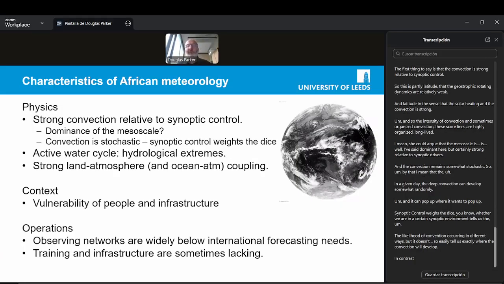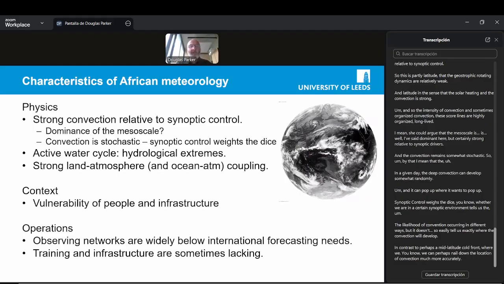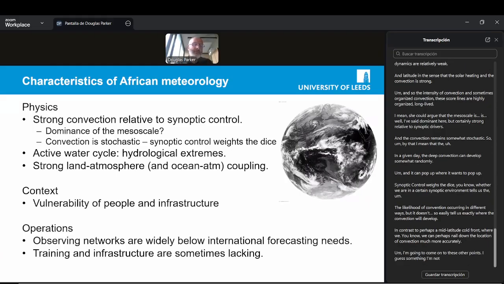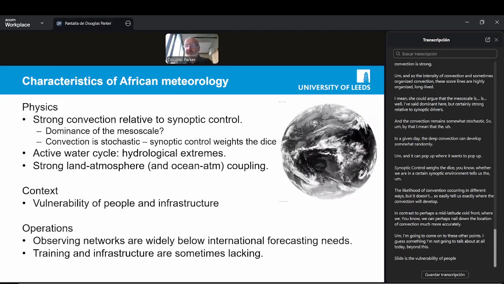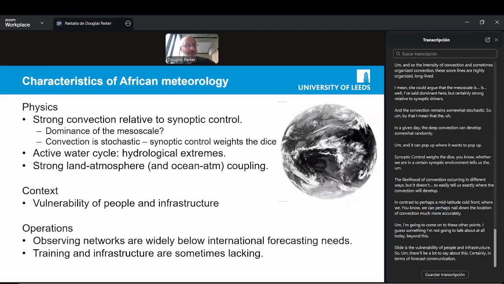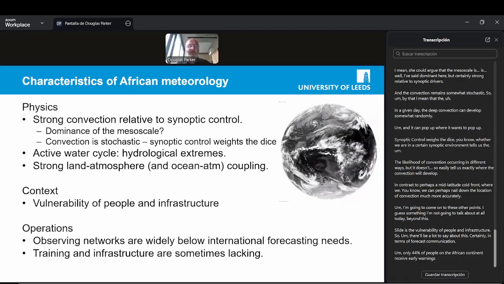In contrast to perhaps a mid-latitude cold front, where we can nail down the location of convection much more accurately. I'm going to come on to these other points. I guess something I'm not going to talk about at all today, beyond this slide, is the vulnerability of people and infrastructure. There'll be a lot to say about this, certainly in terms of forecast communication. Only 44% of people on the African continent receive early warnings of severe weather, less than half.